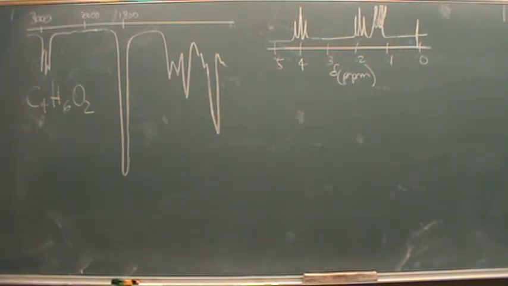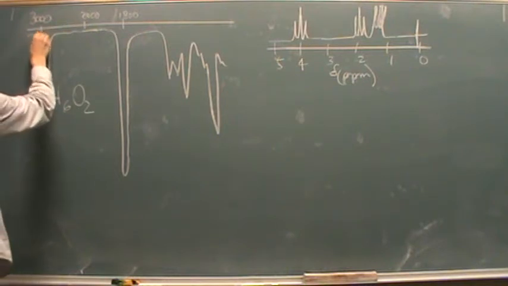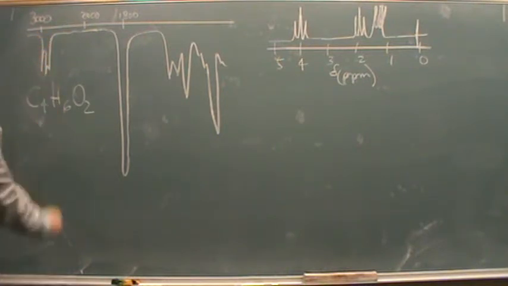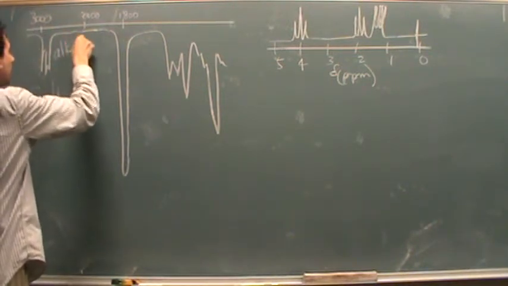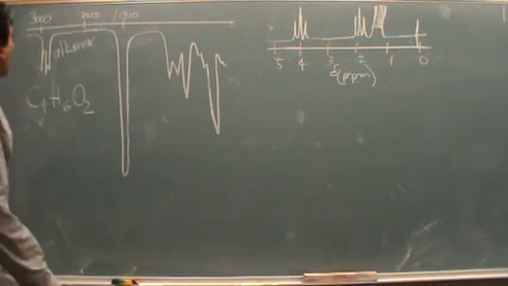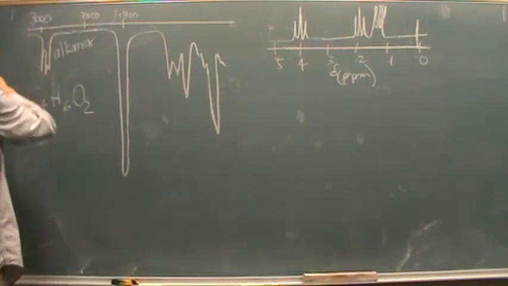Let's take a look at the IR first, okay? Here's the 3000 mark going here. All of my peaks are to the right or lower than 3000. So I'm not dealing with any carbon-carbon double or triple bonds here. These are all alkanes. So this tells me I have alkanes that I'm messing with. I also don't have, I'm not above 3000.